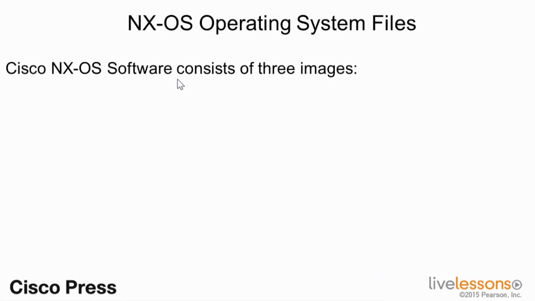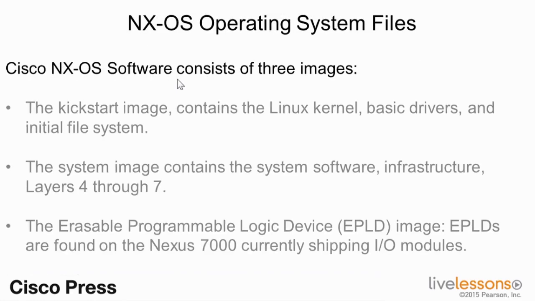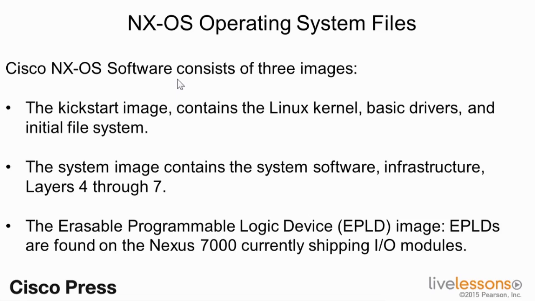If I look at the NXOS operating systems, we have 3 images. We have a Kickstart image, which is sort of like the basic kernel of the Linux, and then it has the basic drivers to initialize the file system. I also have the system image, which contains the full infrastructure and 4 through 7 services of NXOS. Then I also have EPLD, the Erasable Programmable Logic Device, which is specific to the I/O modules.